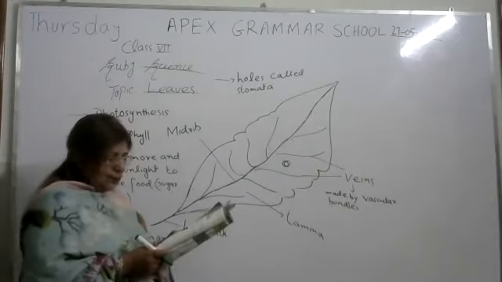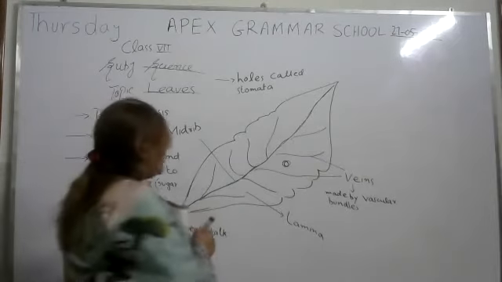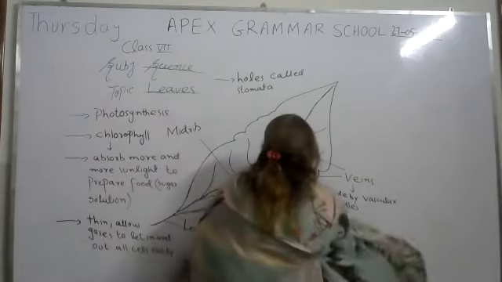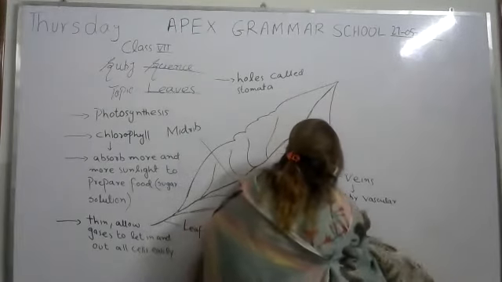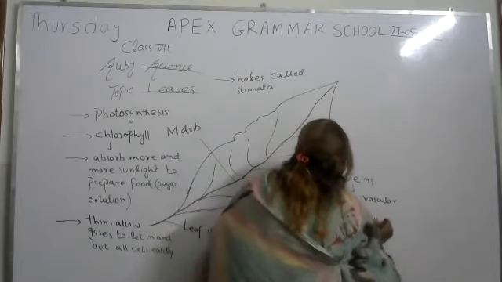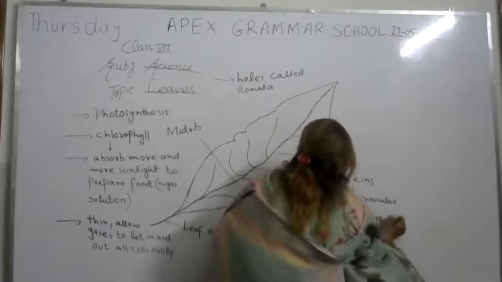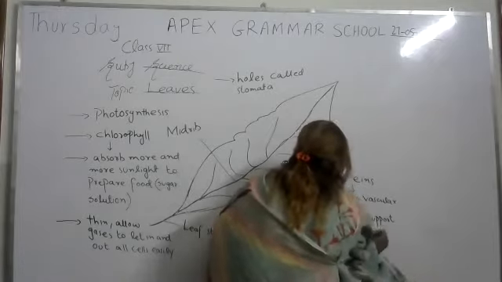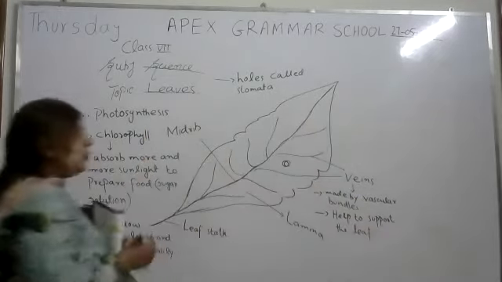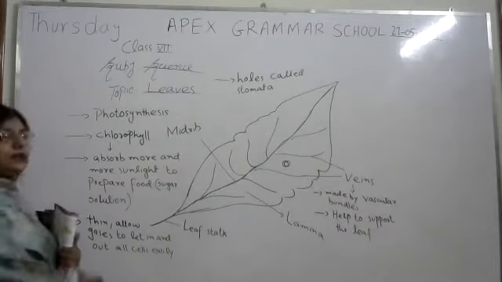They help to store food and carry it away. Veins also help to store in the leaf. So these are two important functions which are done by veins.